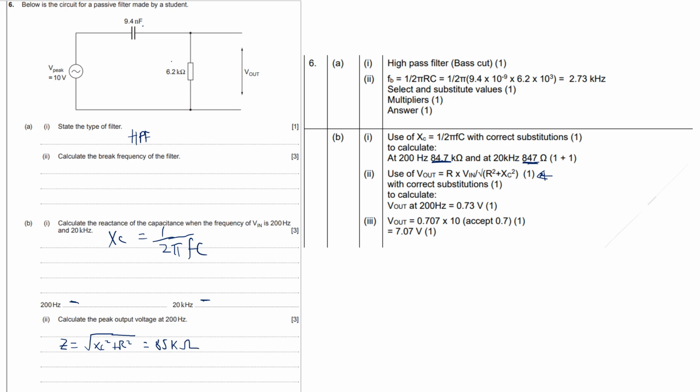So we know that V out equals potential divider, so it's going to be R over Z, isn't it, times V in, which is 10 in this case. So if I do this, keep it in my calculator, I should be able to invert that, times it by 6200. Shame you can't see my calculator. Times that by 10 now. 0.73 I get. Yeah, 0.73, brilliant. Okay, so that's potential divider, but you need to find the Z bit.